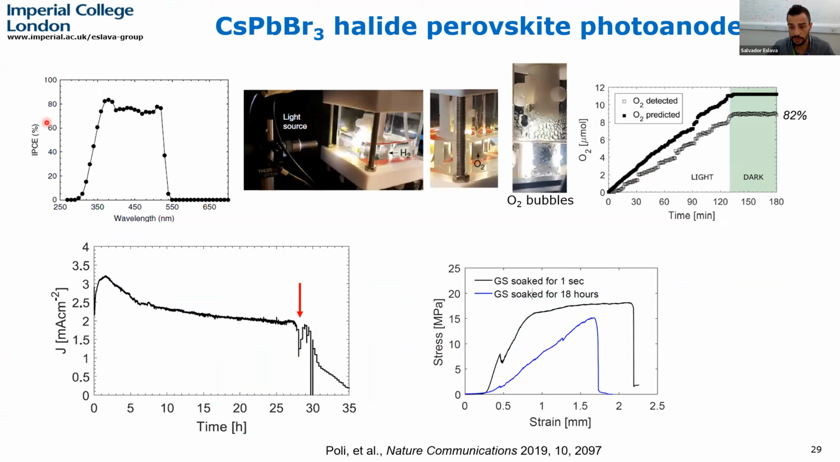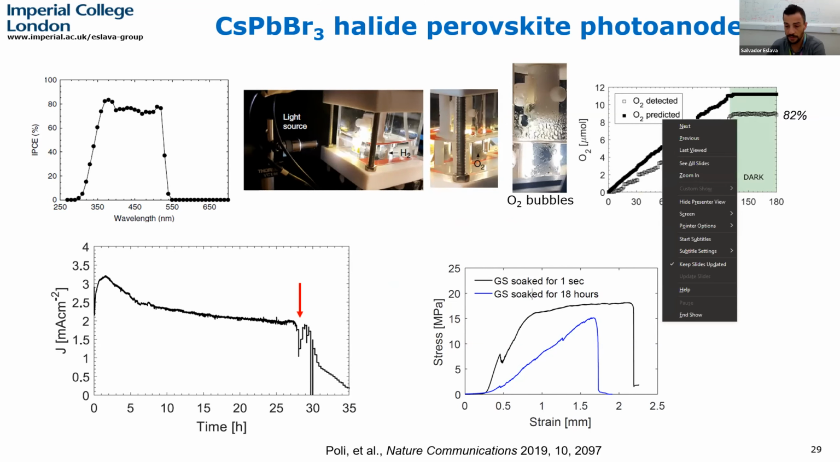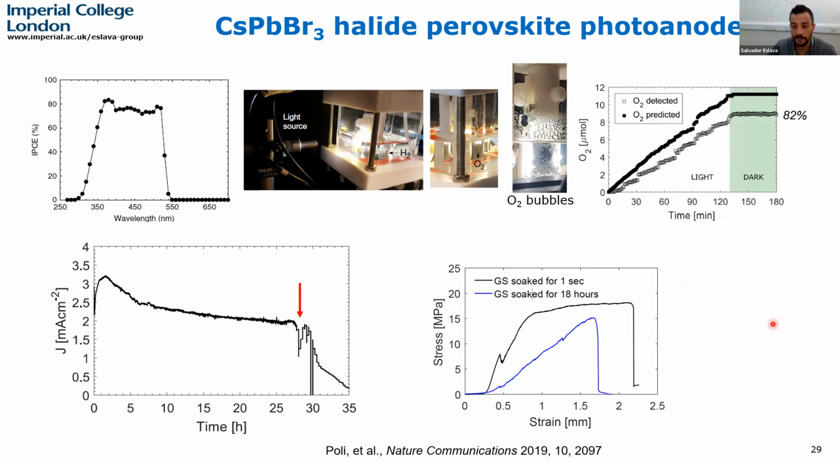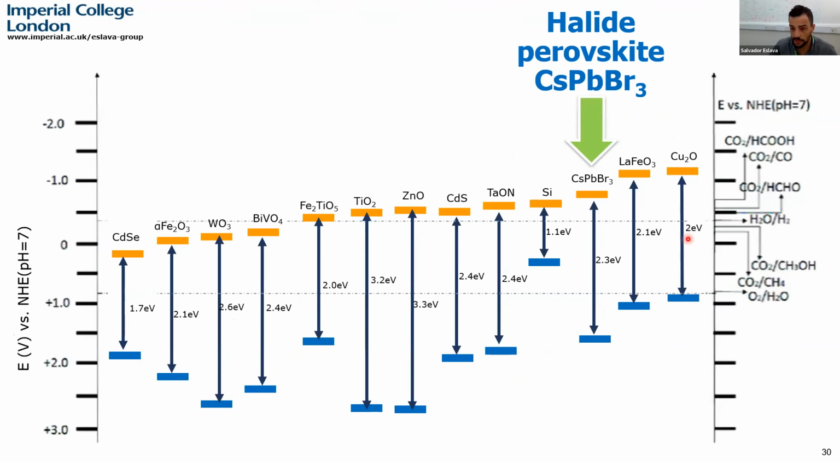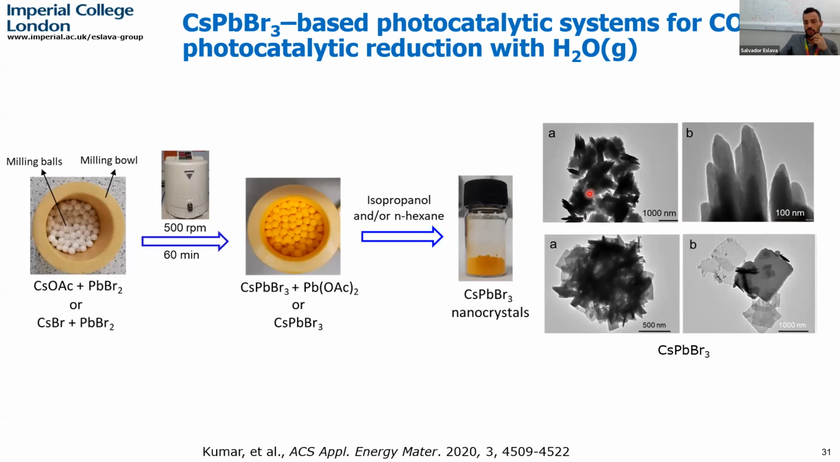So this was very good. Now we are trying to extend this to other different perovskites. We know that the halide perovskites have a very good conduction band for CO2 reduction, so we wanted to use them in CO2 photocatalytic reactors. But we wanted to find a way to prepare the perovskites that is greener, without using so much organic solvents.